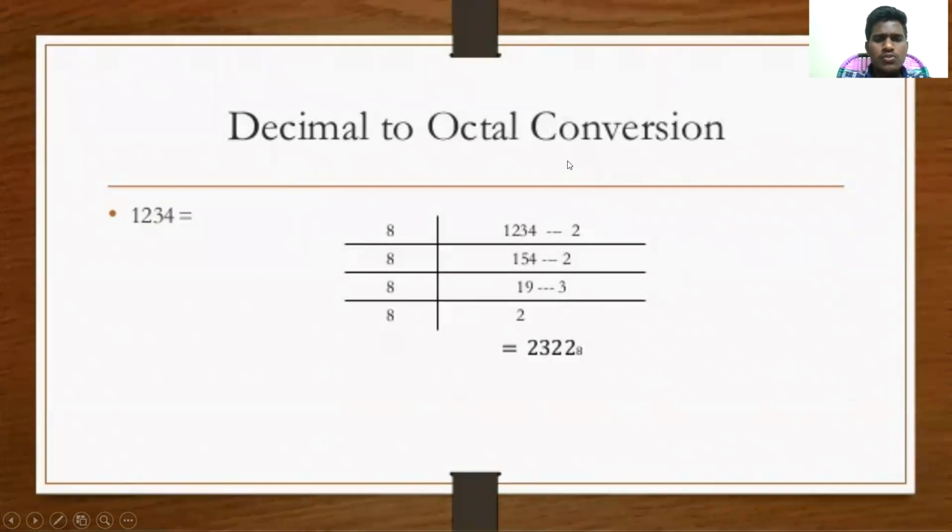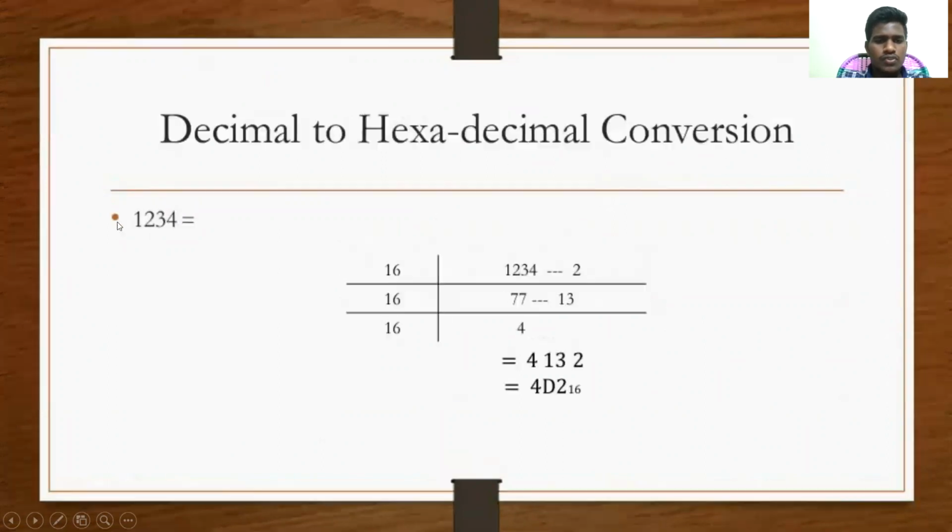In order to convert decimal to octal, the base of the octal number system is 8, so we have to divide by 8. So we will get 2322.